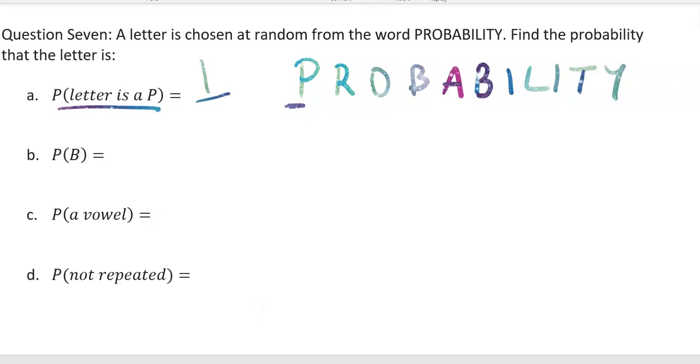Okay, so I've got 1 P. How many letters do I have in total? 1, 2, 3, 4, 5, 6, 7, 8, 9, 10, 11. So I've got a 1 out of 11 chance of choosing the letter P.